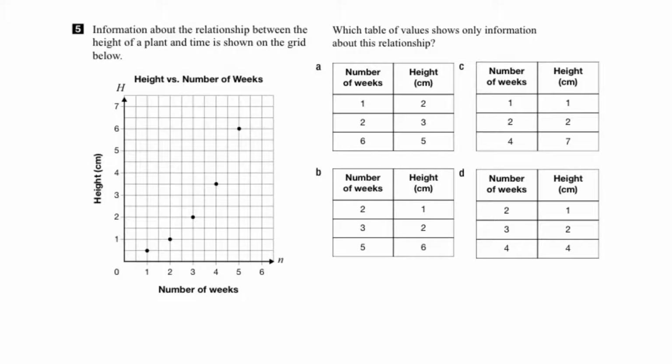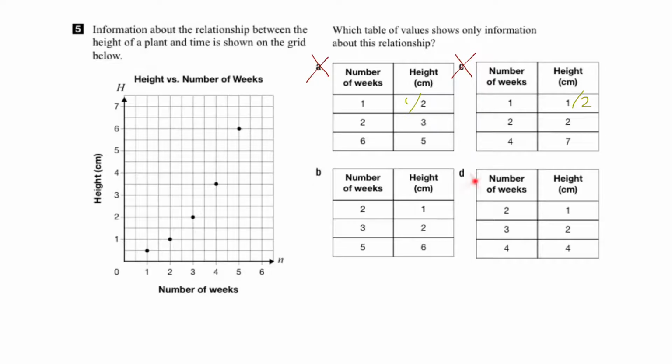Start with A. After 1 week, the height is showing to be 2. Well, we know it should be a half. Therefore, option A would not represent the grid. Let's look at option C. After 1 week, it's showing the height to be 1 centimeter. Well, we know that it should be a half. Therefore, C is incorrect.